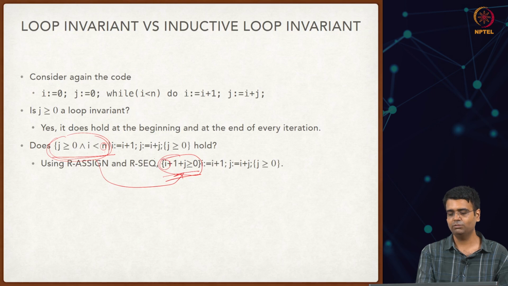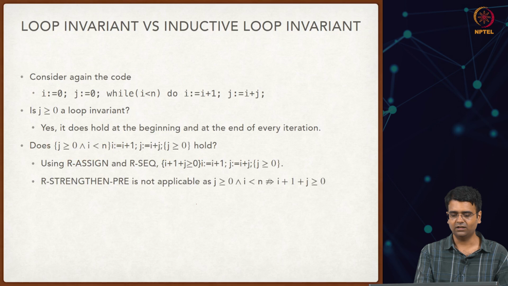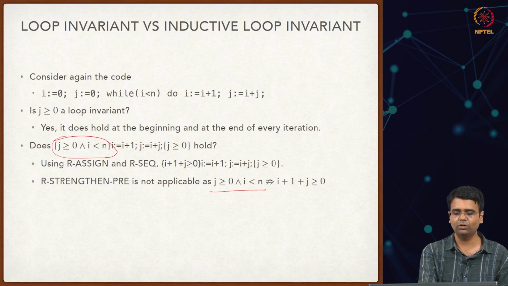because i could be a negative number, could be a very large negative number, in which case i plus 1 plus j need not be greater than or equal to 0. So therefore you cannot use R strengthen pre, because the original precondition that we want to show doesn't imply the precondition that you get by using R assign and R seq. So in fact you cannot use our existing inference rules to show that this Hoare triple is valid, and in fact this Hoare triple is not valid. So this Hoare triple doesn't hold.